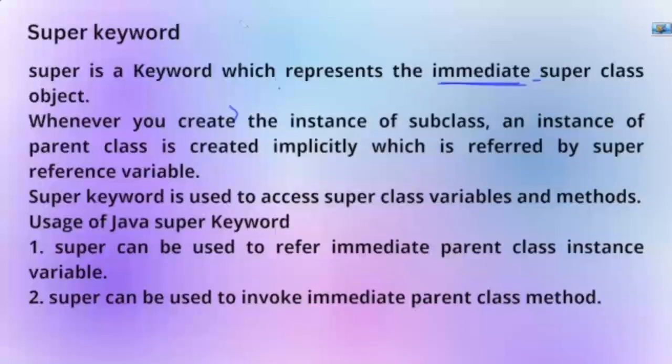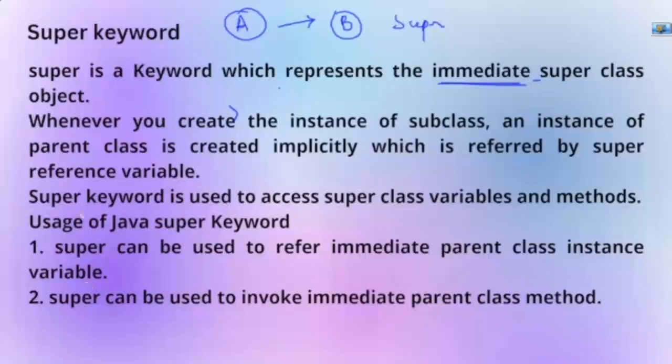Now if you are going to have two classes, A, and from this A parent class, think that you have extended a class B. Whatever the content is there in this A class which you have to take to the B class can be represented by a keyword called super. Whenever you create an instance of a subclass, an instance of the parent class is created implicitly, which is referred by the super reference variable. Super keyword is used to access superclass variables and methods. So here you can access the superclass variables and the methods by using the keyword super.